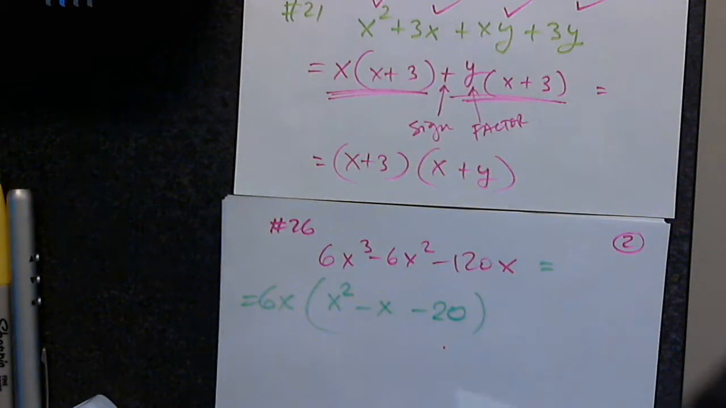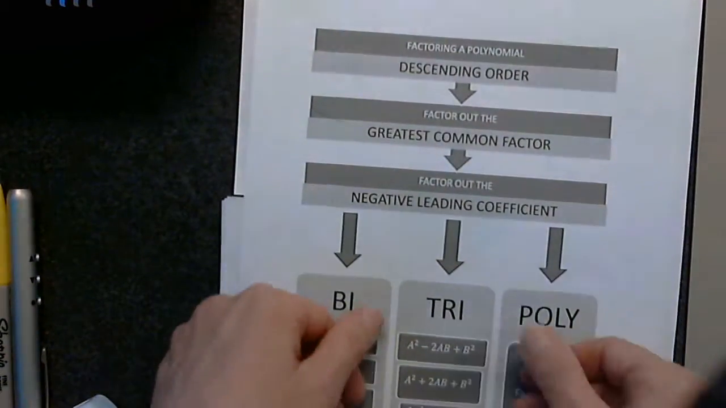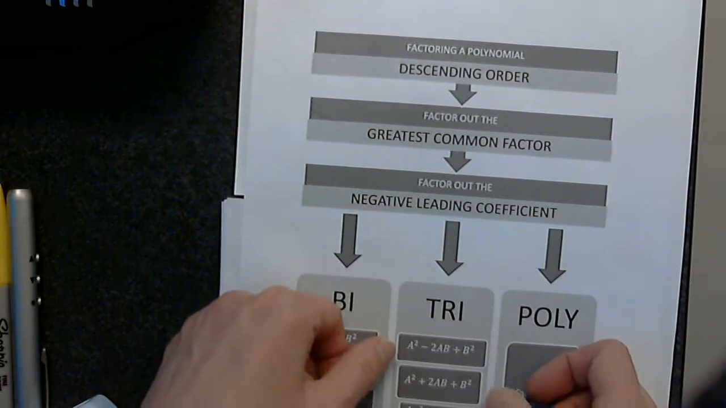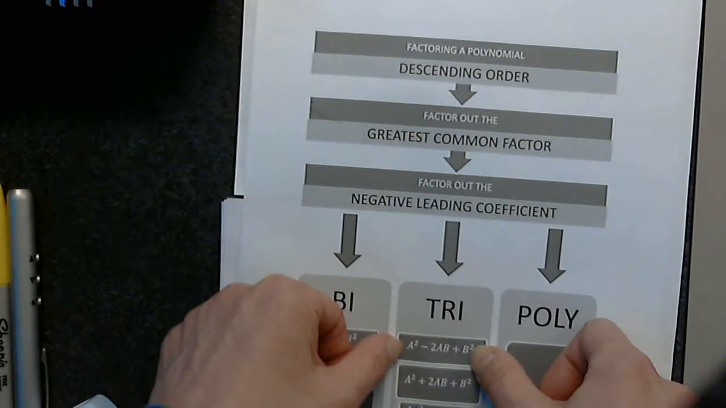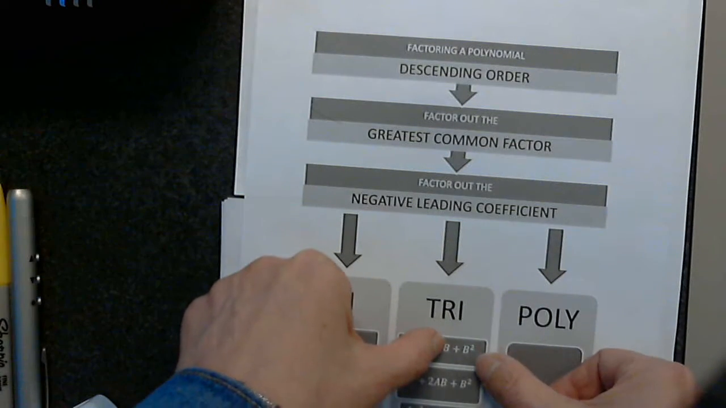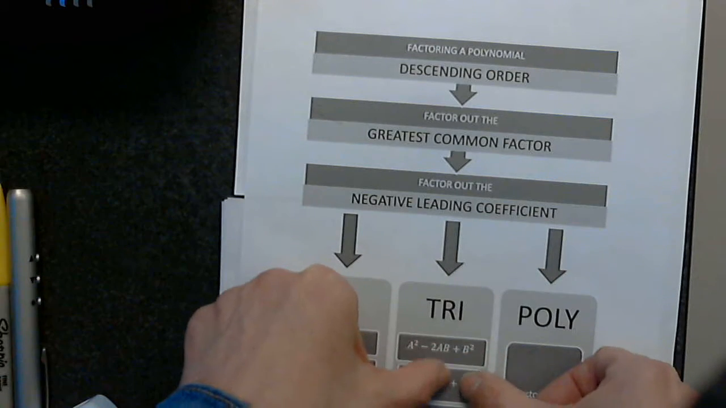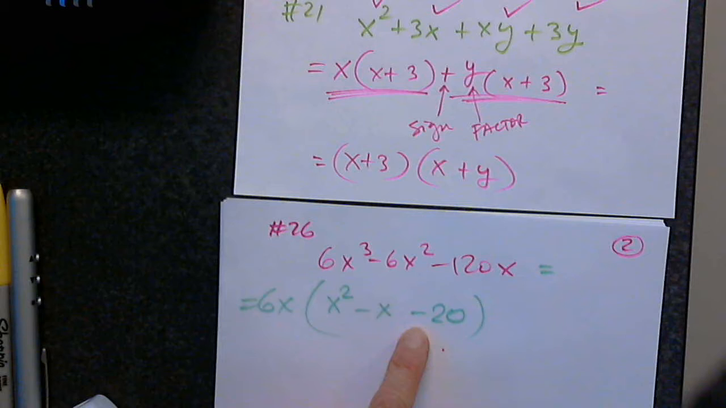Negative leading coefficient? No. So now we are here. First, I will try and see if a special product is applicable here. Look carefully. The special product requires the last term to be positive. In our problem, the last term is not positive. So you can say, no way. No special product is applicable here.